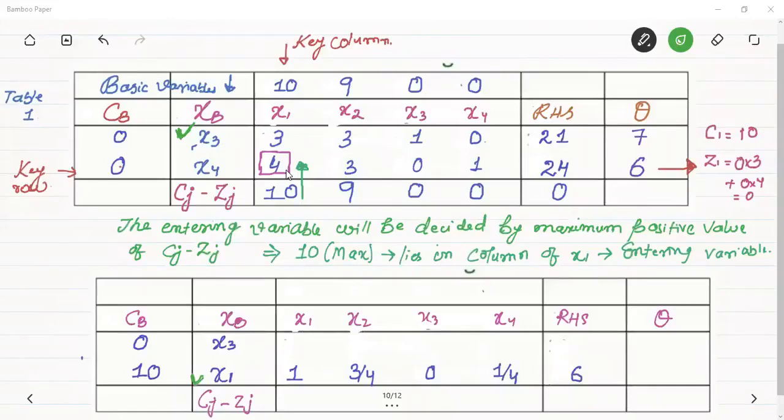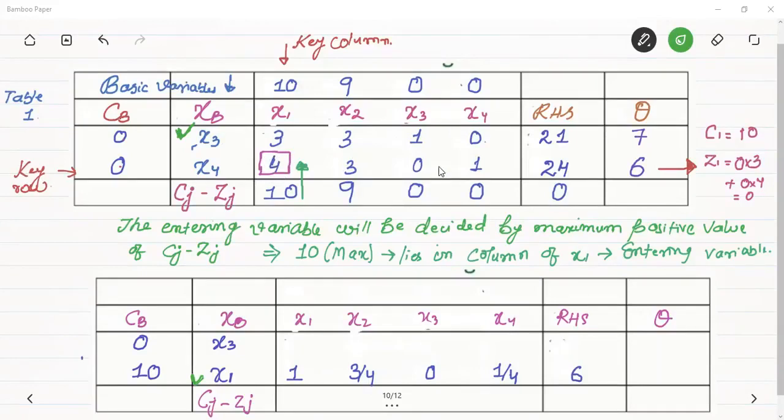Therefore, we replace the row of x4 by x1. You can see that in the second table, x4 has been replaced by x1. And how do we get these elements in the x1 row? We get them by dividing the previous elements of that row by the key element. The key element here was 4, given by the intersection of the key row with the key column. It became the pivot element.